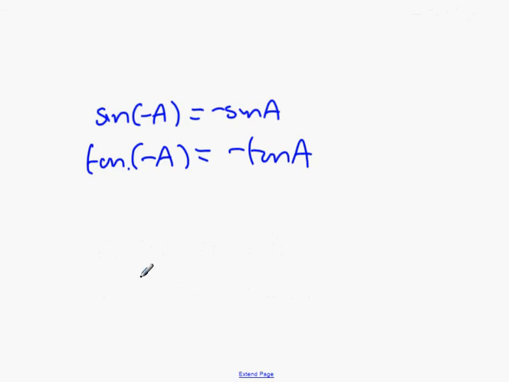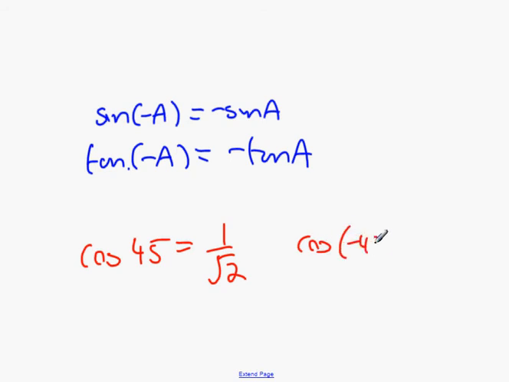Next one is cos. Let's go for cos 45. Cos 45 is 1 over root 2. Can anybody tell me what cos of minus 45 is? It's 1 over root 2. Can anybody explain why?